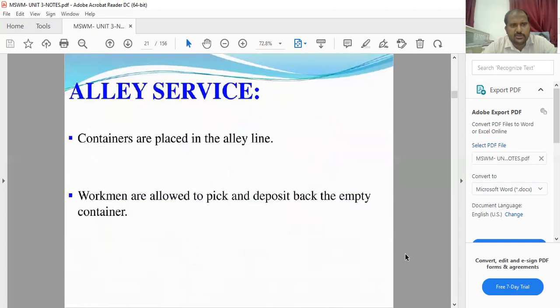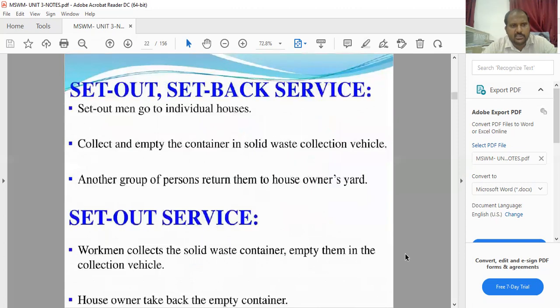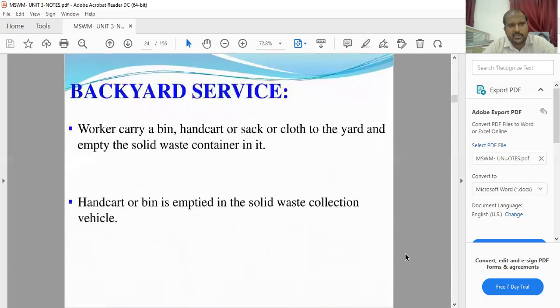In the alley service system, the containers are placed in the alley line. The workman is allowed to pick them up and deposit back the empty containers. Next is set out setback service. Set out workers go to individual houses, collect and empty the container into the solid waste collection vehicle. Another group of persons returns them to the house owner's yard. And next is the set out service, where the workman collects the solid waste container and empties it into the collection vehicle, and the house owner takes back the empty container.